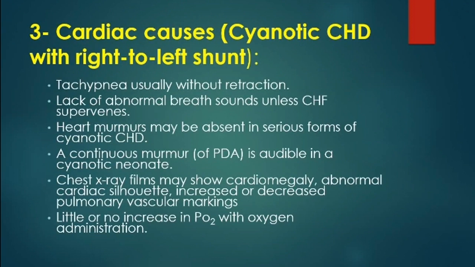Finally, cardiac causes of neonatal cyanosis include cyanotic heart diseases with right to left shunt. Usually there is tachypnea without retractions. There is a lack of abnormal breath sounds unless congestive heart failure occurs. Usually, if heart murmurs are absent, it's a serious form of cyanotic heart disease, because usually we have the murmur of a PDA. Chest X-ray film may show cardiomegaly and abnormal cardiac silhouettes, increased or decreased pulmonary vascular markings, and in blood gases there is minimal or maybe no increase in oxygen tension.